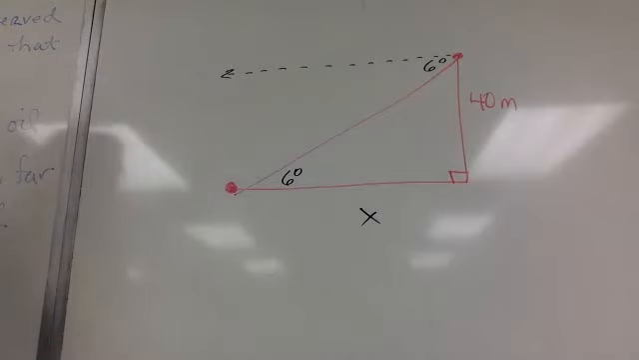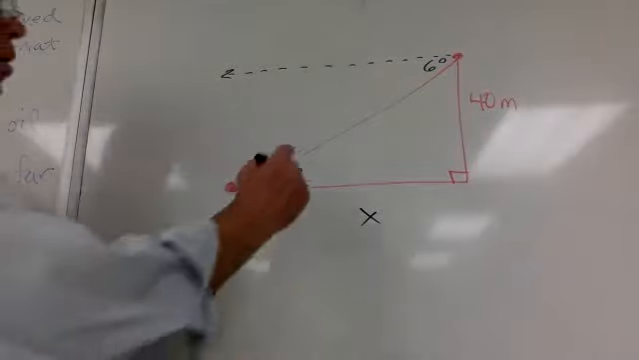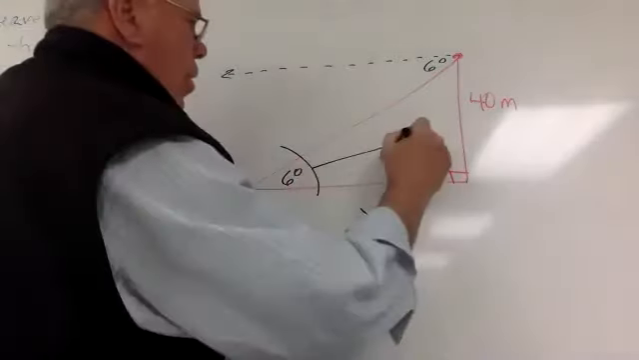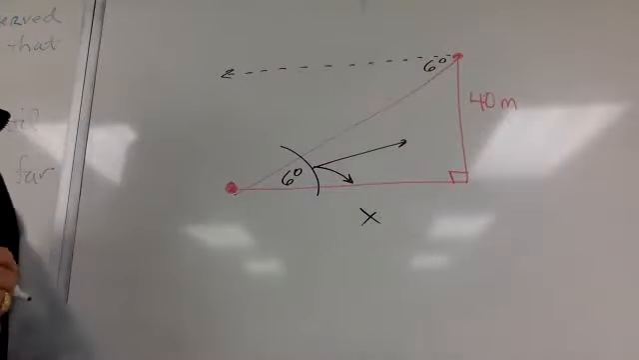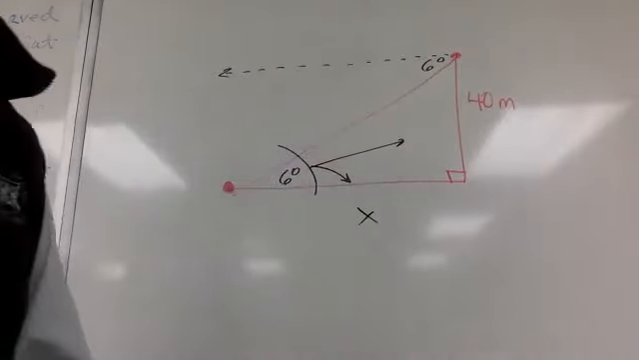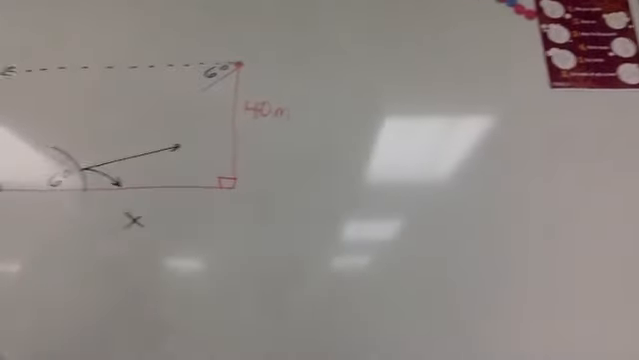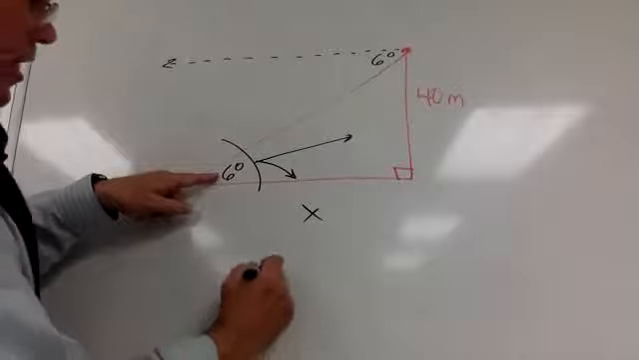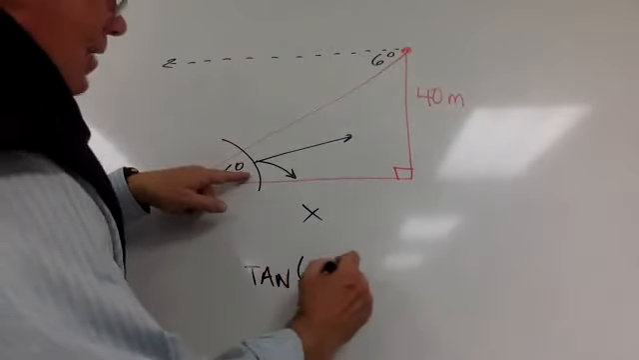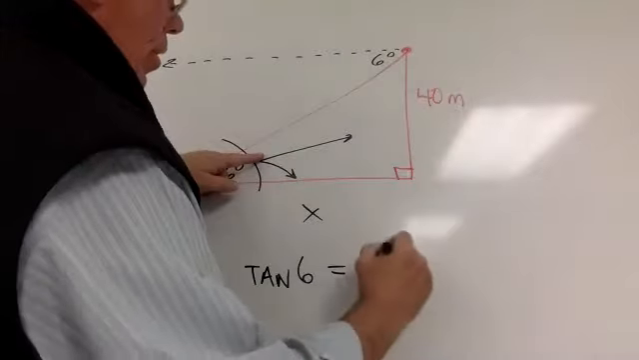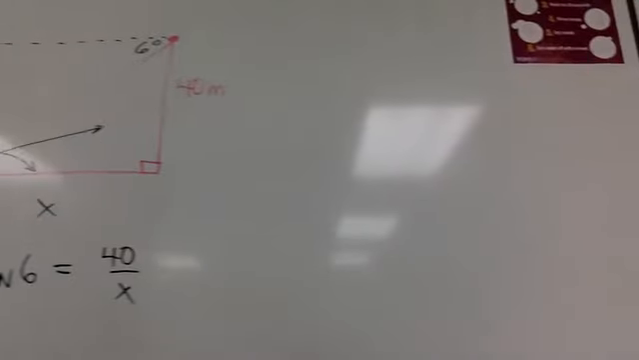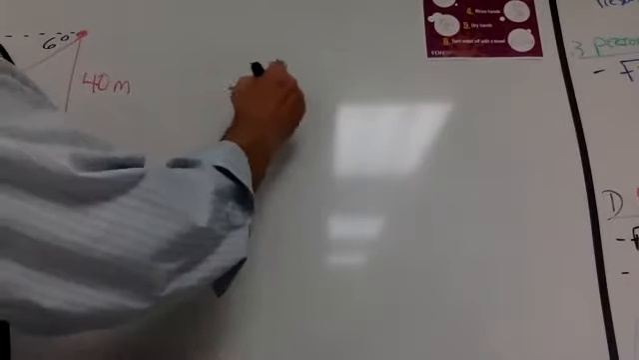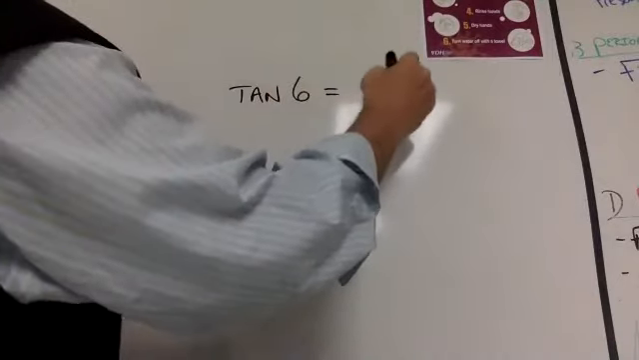All righty. Now, given the information, what are you going to use? Well, what don't you have? We don't have the hypotenuse, so what's the only trig ratio that doesn't have the hypotenuse in it? Tangent. So the tangent of 6 has to be equal to opposite over adjacent. So now we're just going to do our schoolwork. I got the tangent of 6 equals 40 over x.